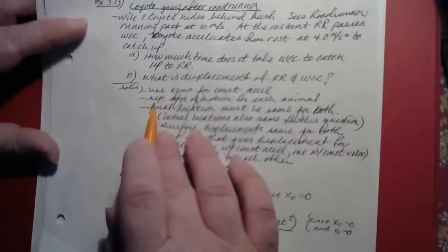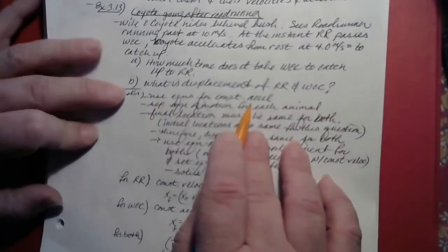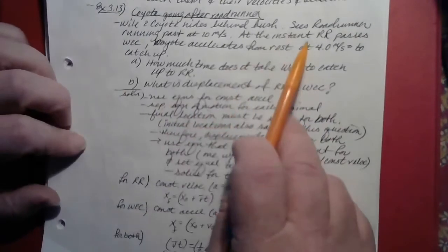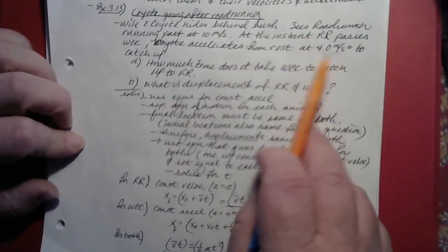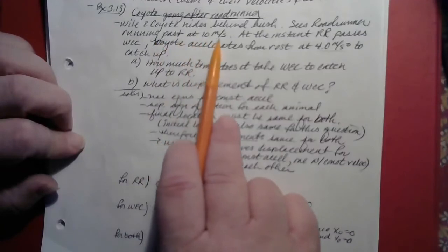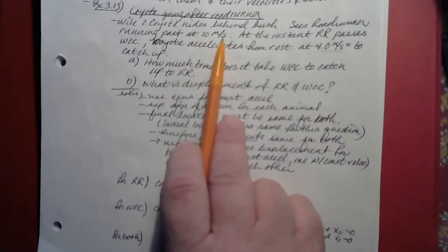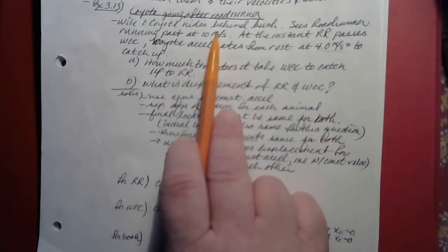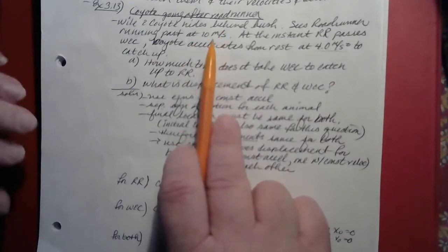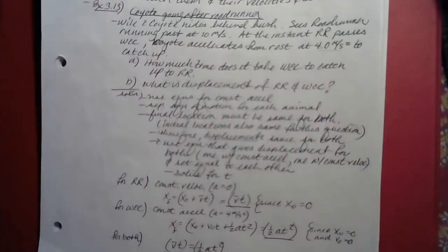Okay, so for addressing the problem, we would use the equations for constant acceleration. Wile E. Coyote has an acceleration of 4 meters per second squared, but the Roadrunner is not accelerating. You know that because it says he's running past at 10 meters per second, but it doesn't say anything about the Roadrunner accelerating. And so again, if it's not mentioned, then you're usually safe in assuming that it doesn't exist. So you can assume that that's a constant 10 meters per second, which again means no acceleration. Or in other words, acceleration is 0.